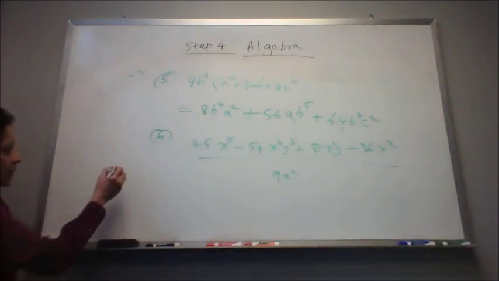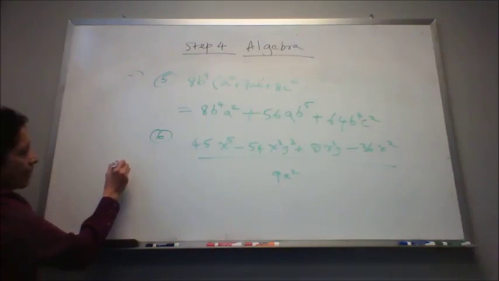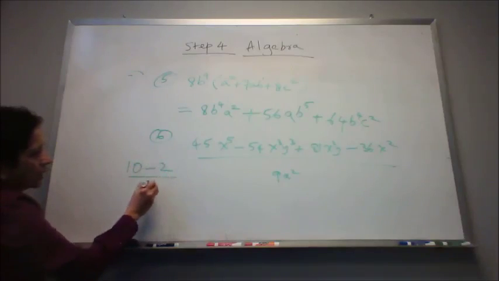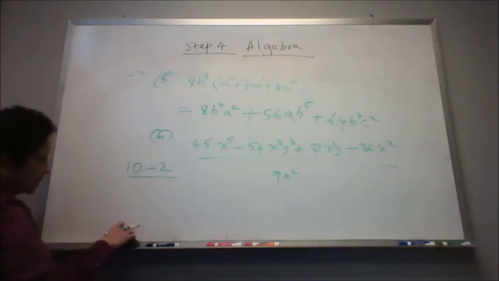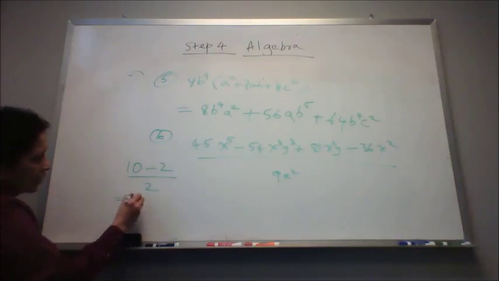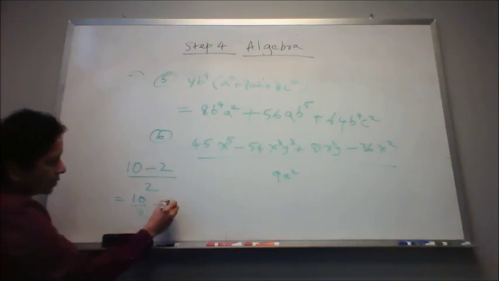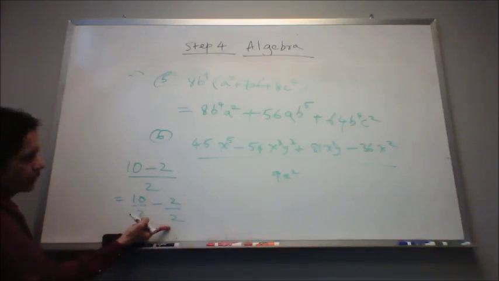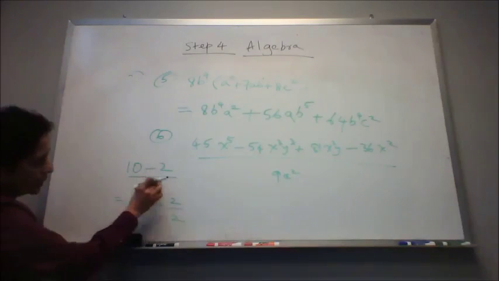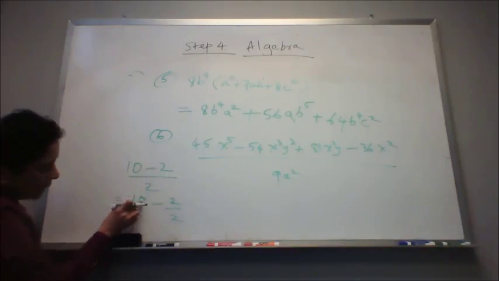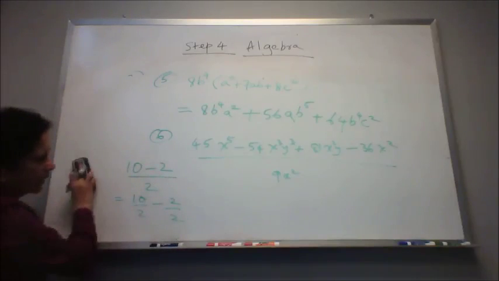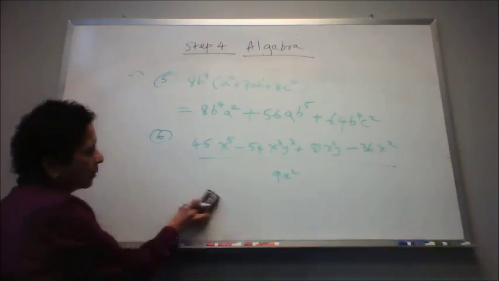So for example, let's say I've got 10 minus 2, and then divided by 2. This means that 10 over 2 minus 2 over 2, that's what that means, right? So that's 5 minus 1, that's 4. So when we do the division like this, under every term you are going to have the denominator, right? So you need to remember that.